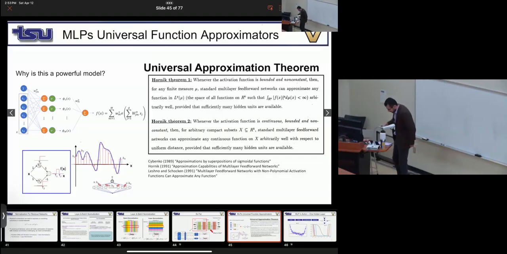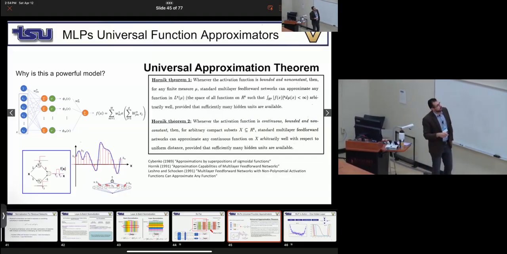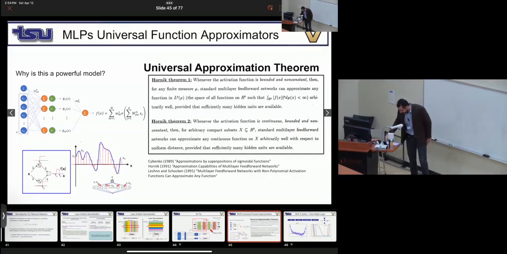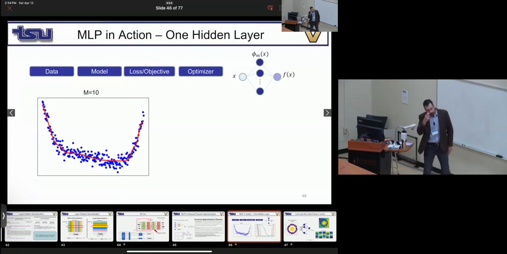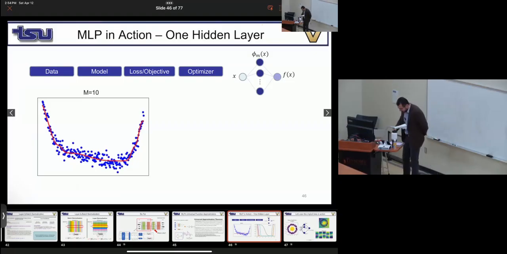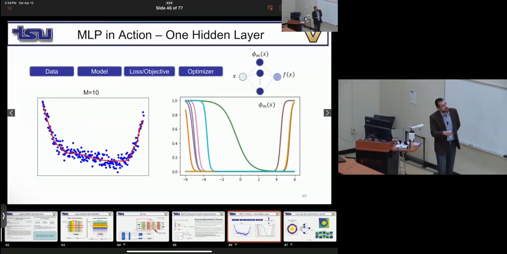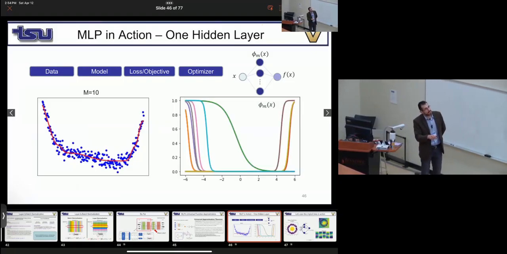Okay. So now, when we train these models, of course, you have some data, you have some model, which is your multi-layer perceptron, and you have some objective, in this case, let's say mean squared error. You probably saw something very similar to this yesterday, where you do gradient descent optimization of your model parameters, and it fits the function nicely.